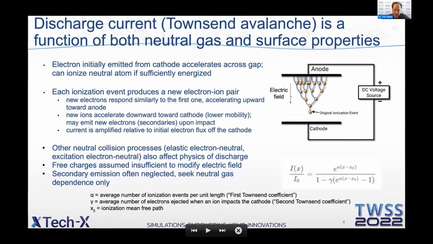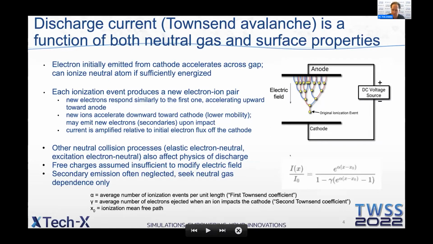And so you also have other collisional processes that will affect the discharge physics. I'll talk about those on the next slide. There's an underlying assumption here that we never get quite enough charge to modify the electric field, so that's just imposed. And sometimes we forget about the secondary emission as well and just concentrate on the ionization process itself.